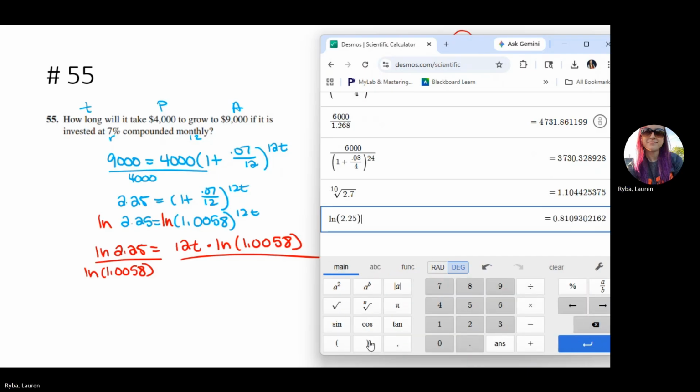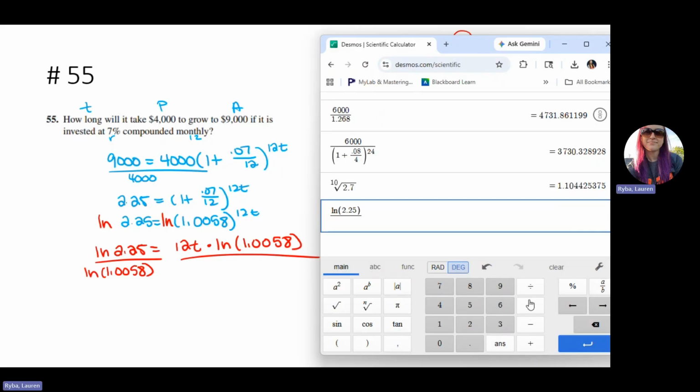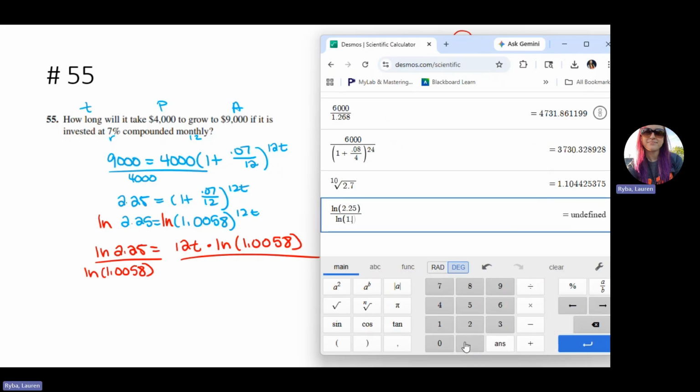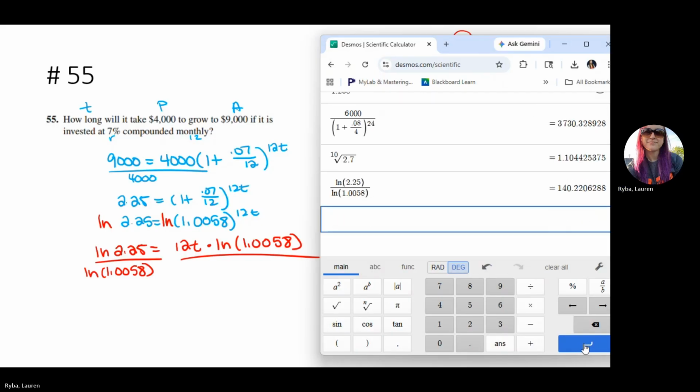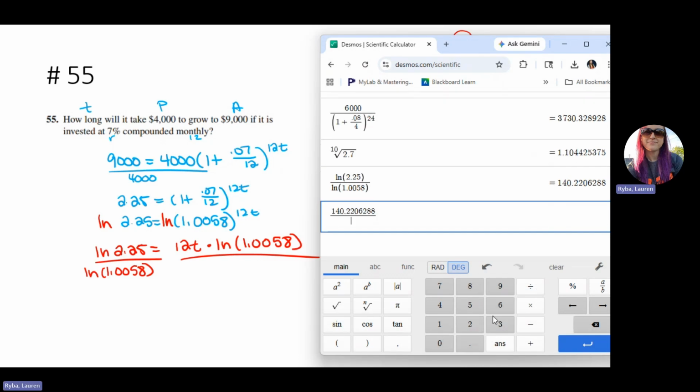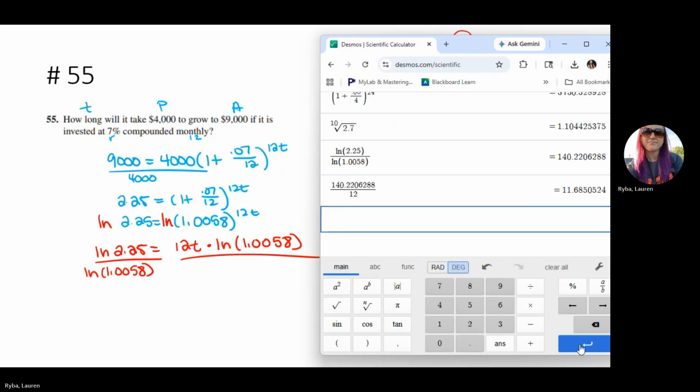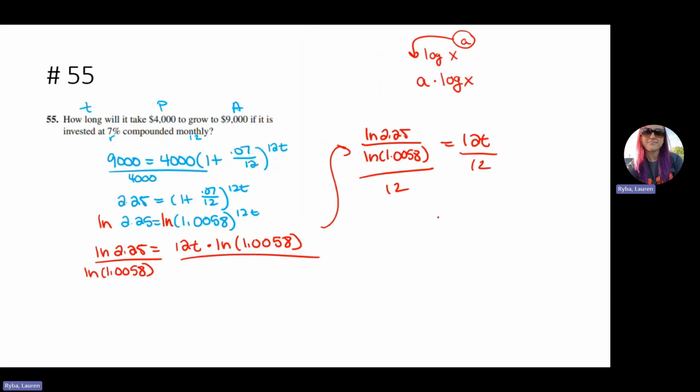2.25 divided by the natural log of 1.0058. And I'm going to take that answer, 140.2206288, and divide it by 12. I'm going to round this final answer to 1 decimal point. So 11.7 is going to be my t, which means about 11.7 years is what I am going to need.